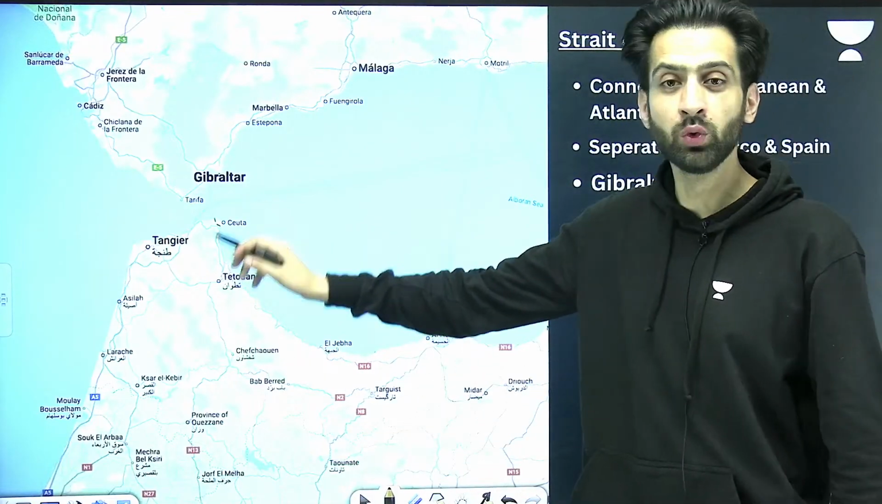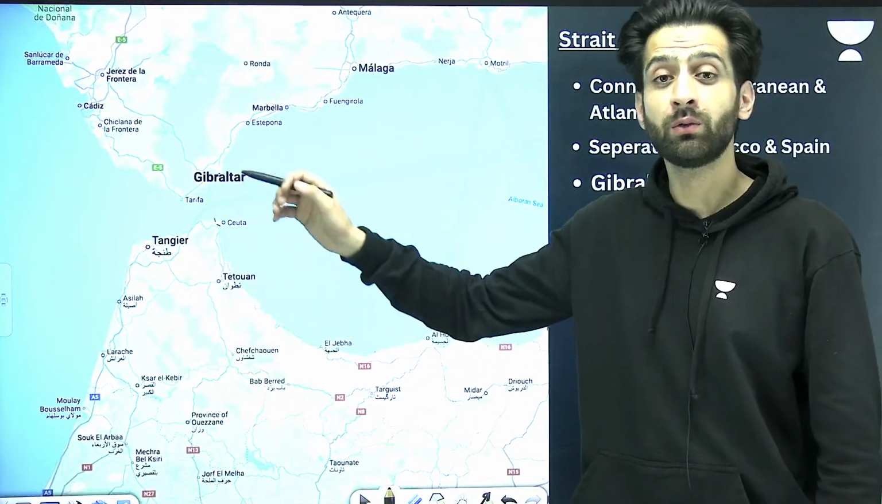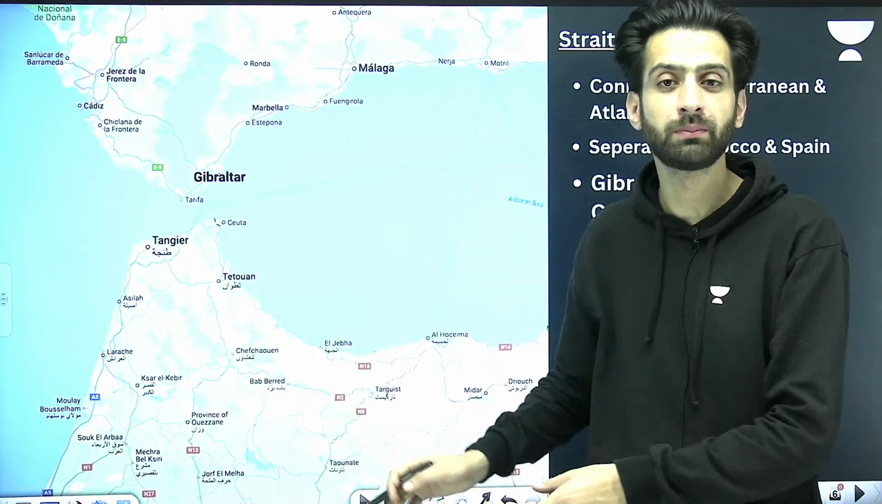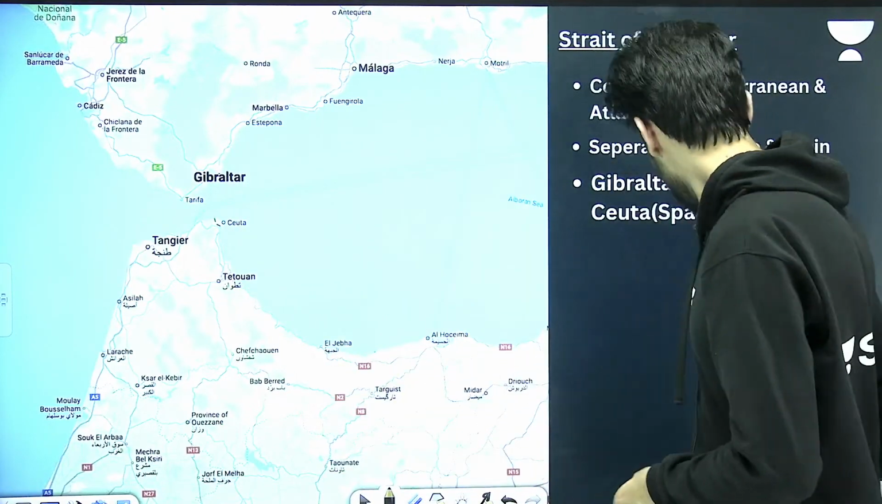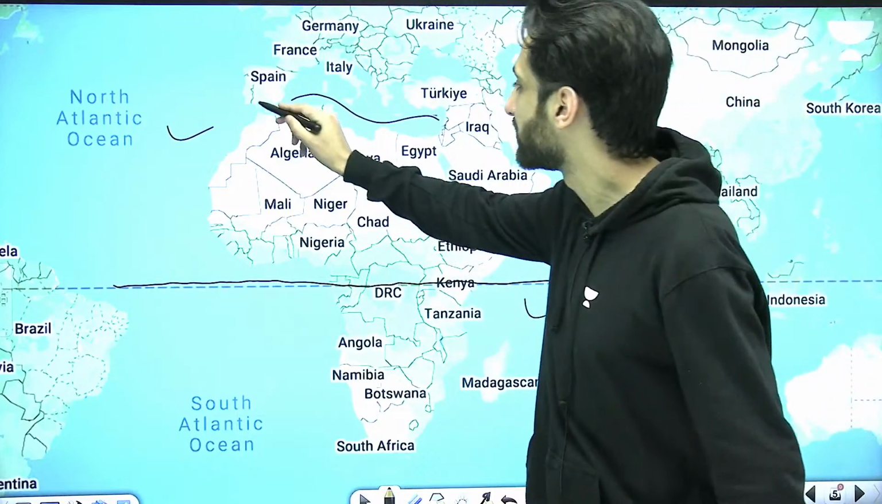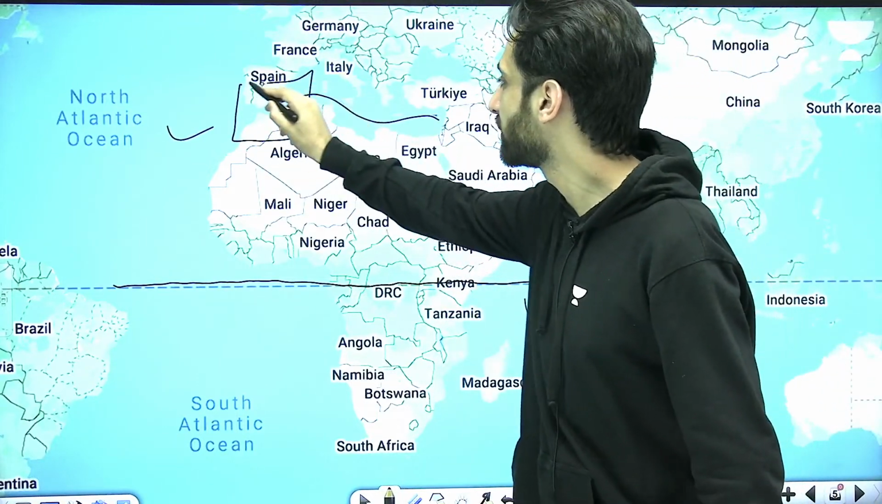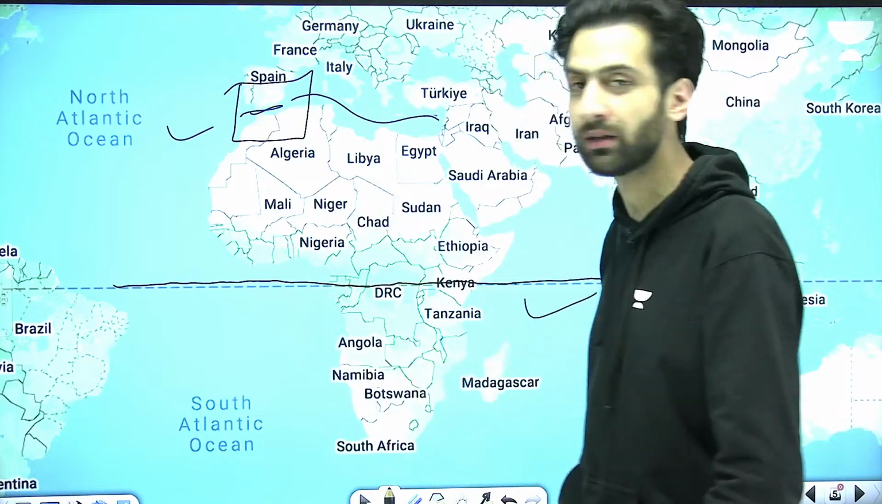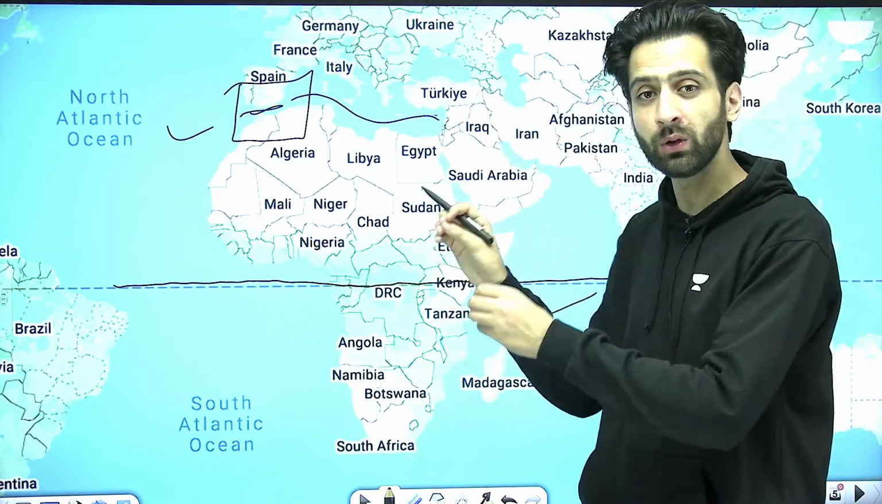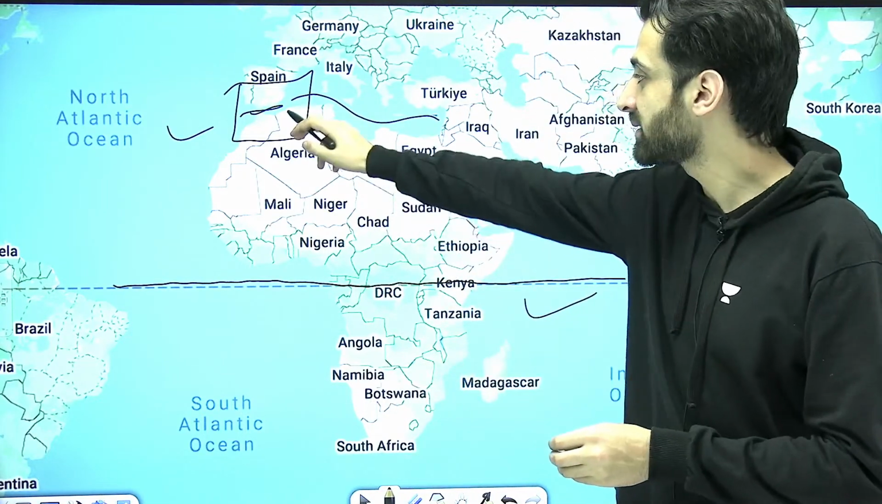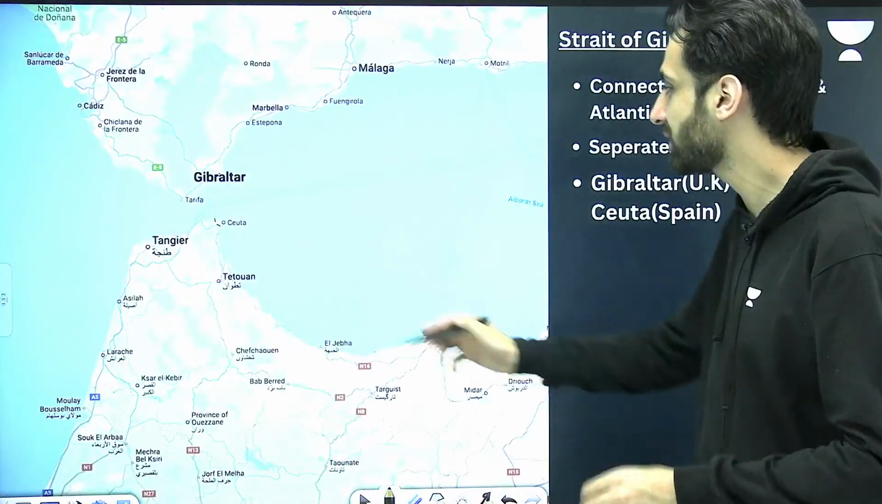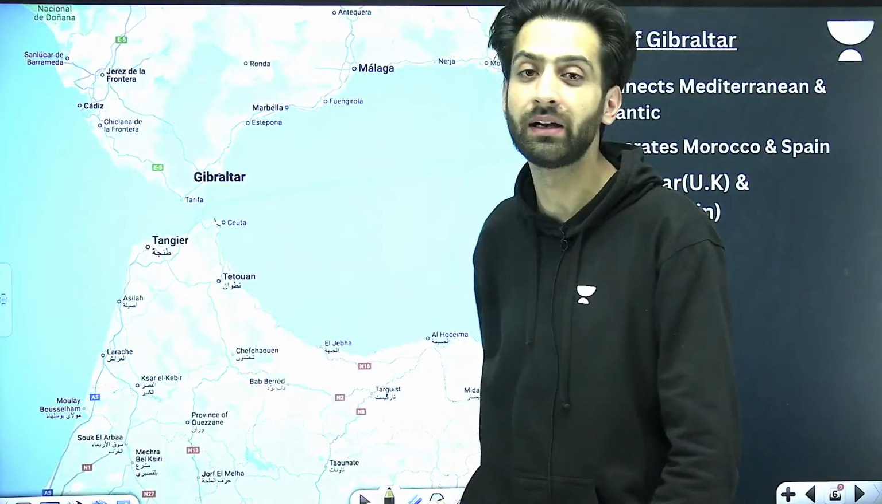Now, if you look at this map, this is a zoomed in image of the northwestern part of the African continent. To make it clear, now we'll be talking about this region. This is the region we are talking about. Okay, is it clear? Make sure you have an idea of which region we are talking about, because this is the region we are talking of, and this is called the Strait of Gibraltar.